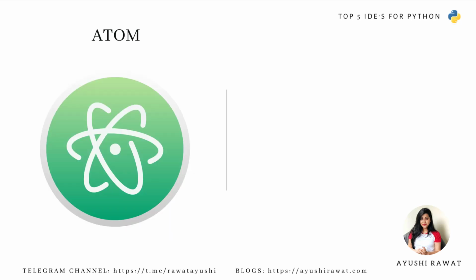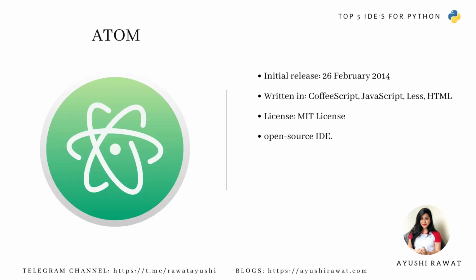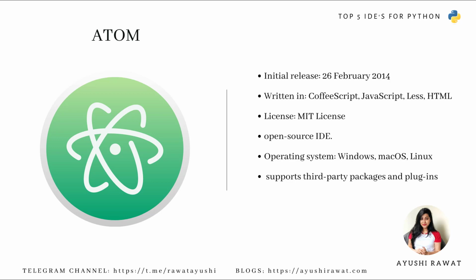The second IDE in our list is Atom. Atom is a free, sleek, lightweight and open source IDE. It is also a cross-platform IDE and works on macOS, Linux and Windows. It supports third-party packages for plugins and it is developed by GitHub. It also supports other languages like C, C++, Java, etc.